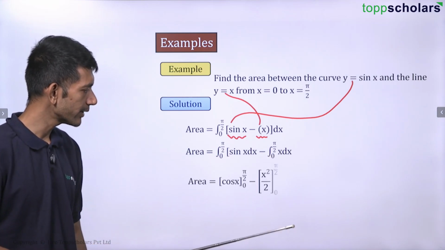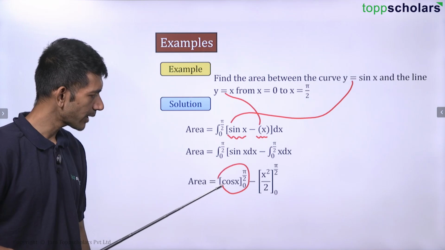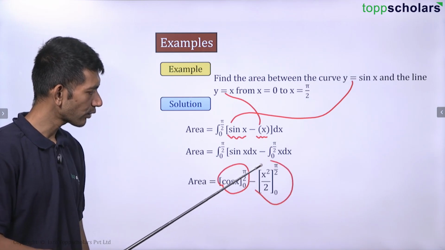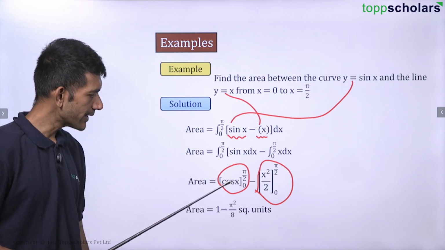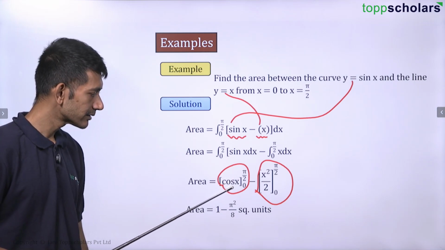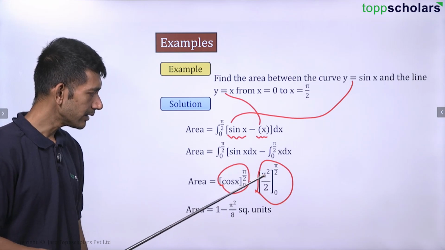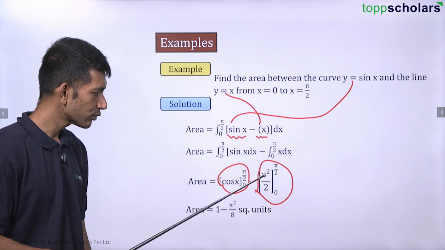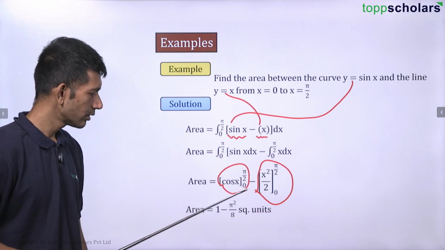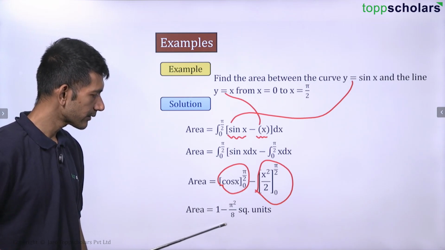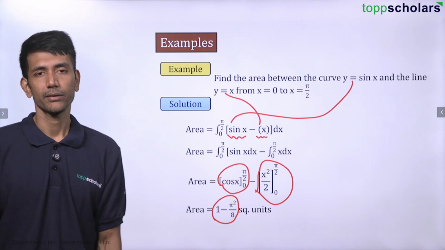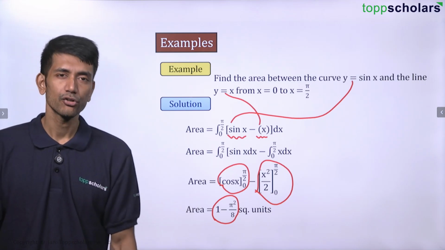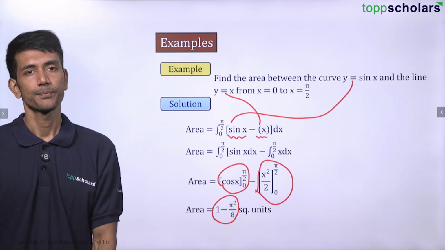Integration of x is x square by 2. So this is cos x from 0 to pi by 2, and this is x square by 2 from 0 to pi by 2. Solve it further. So cos pi by 2 minus cos 0. And then this becomes pi by 2 square, that is pi square by 4, and 4 into 2 becomes 8. Then you take the positive value, that is 1 minus pi square by 8. So 1 minus pi square by 8 square units is the final answer.